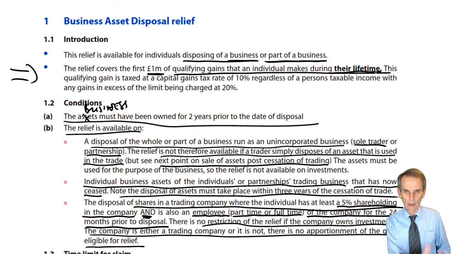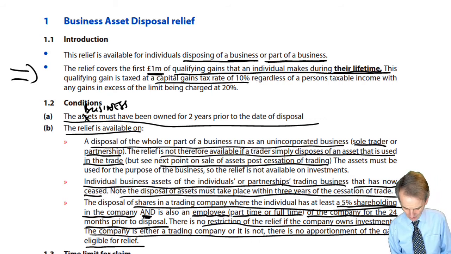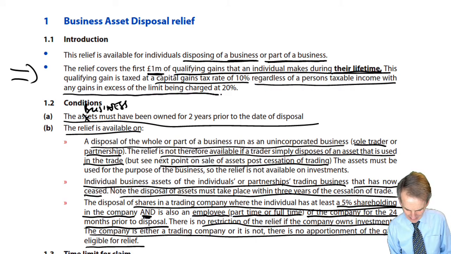You're not going to have to make that up. If there have been earlier gains that have qualified, that have reduced what would otherwise be a £1 million limit to something lower, you will be told in the question about those earlier gains, and you just remove that from the £1 million, and the balance that remains is then the gain eligible for this relief. The qualifying gain, as we know, is charged at a CGT rate of 10%, regardless of a person's taxable income, with any gains in excess of the limit being charged at 20%.